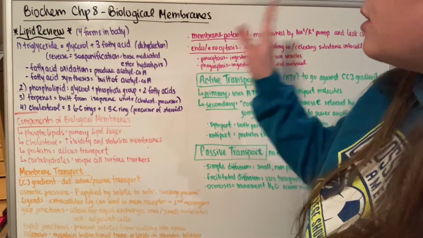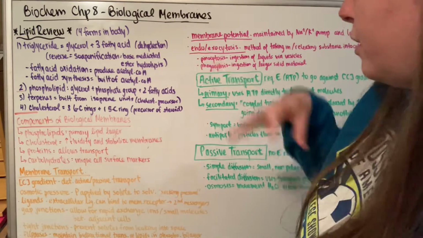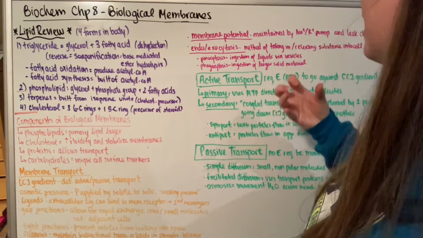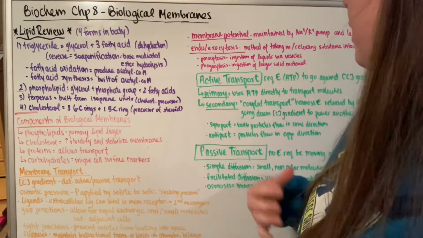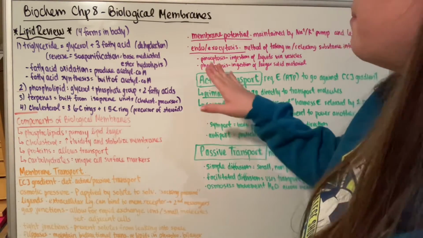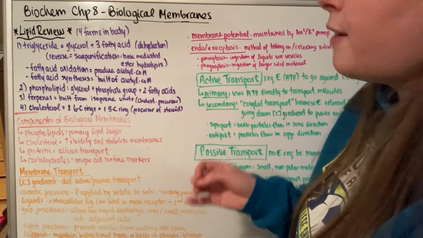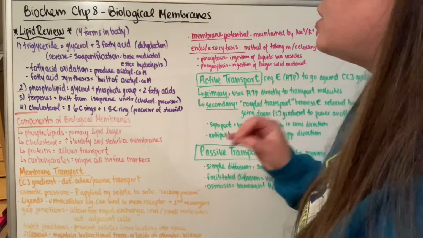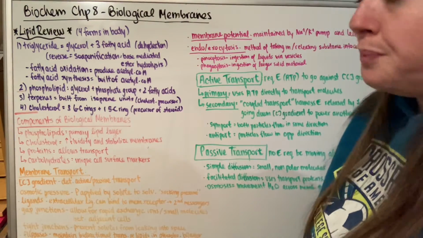So we have endocytosis and exocytosis, which is the method of taking in, for endocytosis, or releasing, for exocytosis, substances into a cell or out of a cell. So pinocytosis is the ingestion of liquids via vesicles, and phagocytosis is the ingestion of larger solid material.